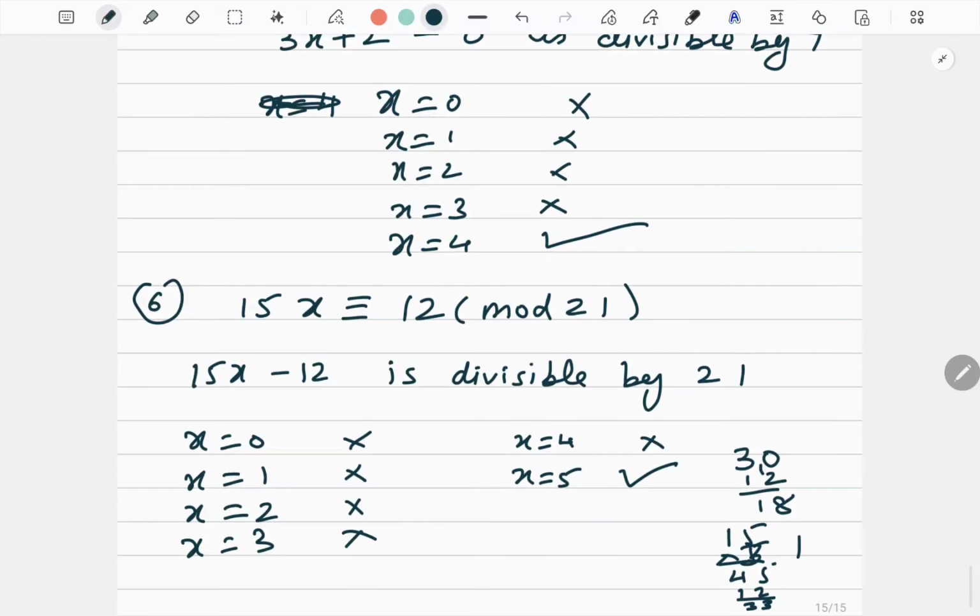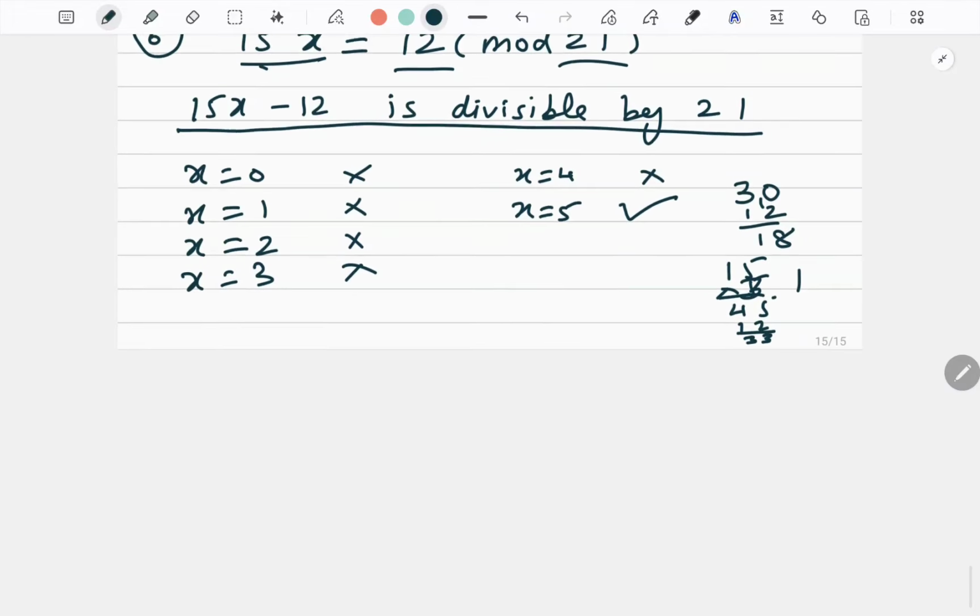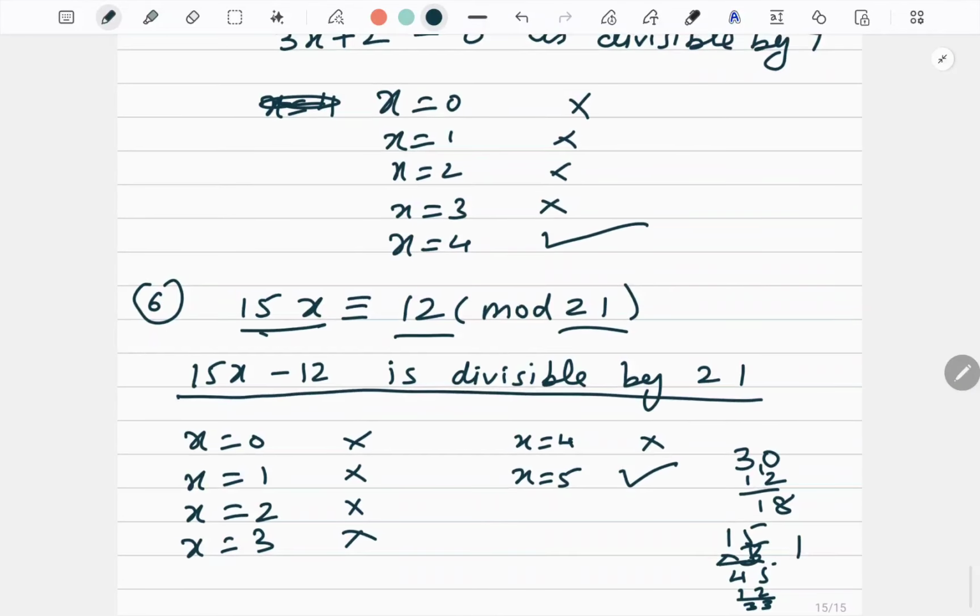Look at this last question. Same way, put different values. Write this first. 15x minus 12 is divisible by 21. Now put different values of x and get the answer. This is known as the trial method. So this is how you can do all the questions.